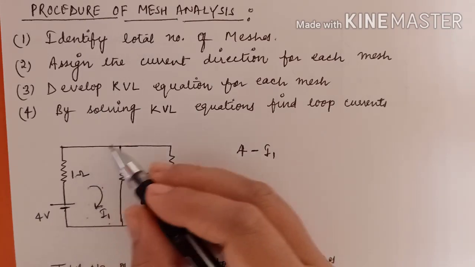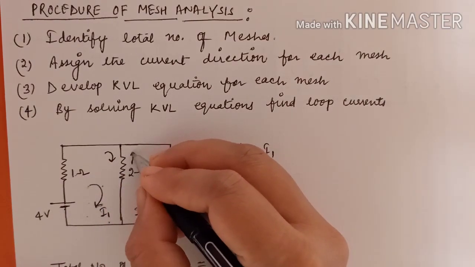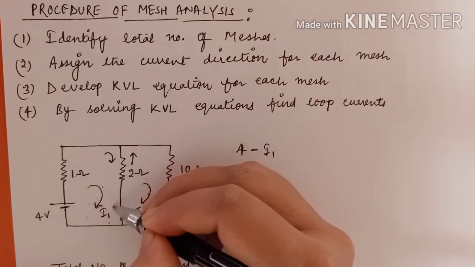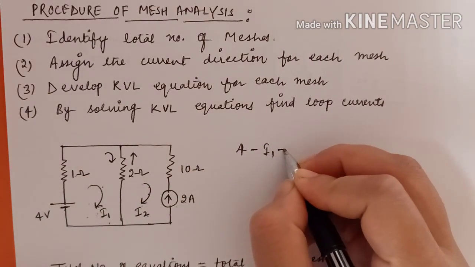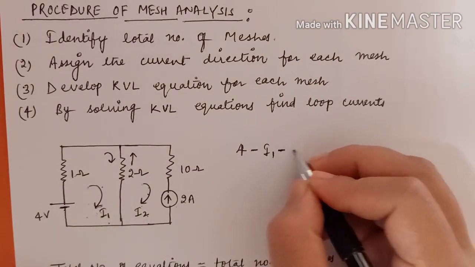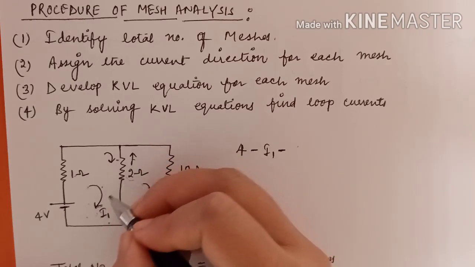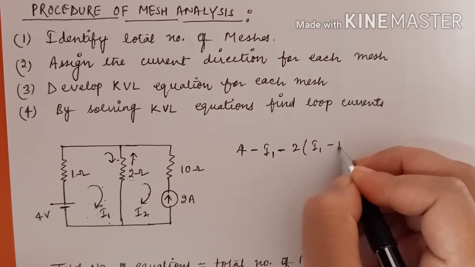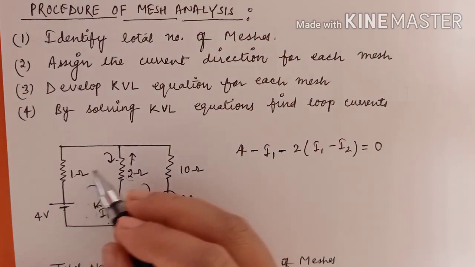Here the I1 current is like this and the I2 current is like this. So the total current will be I1 minus I2 if you are moving like this in the direction of I1. So in the KVL equation, you are moving in the direction of I1, in the direction of current, so minus sign. So the drop will be 2 into the total current. The total current is I1 minus I2. So 2 into (I1 minus I2) equals 0. So this is the KVL equation for this loop.